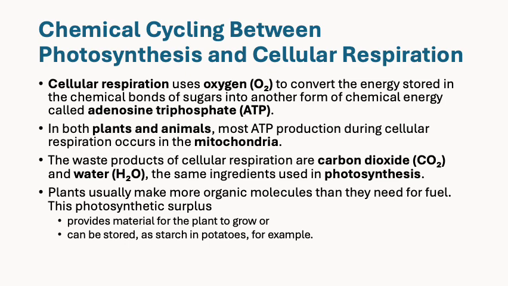Cellular respiration uses oxygen to break down sugars like glucose and convert that stored chemical energy into ATP, which is the energy cells can use. In both plants and animals, most of this ATP production happens inside the mitochondria. As glucose is broken apart, carbon dioxide and water are released as waste products. These same molecules are the raw materials for photosynthesis, which shows us how tightly connected these two processes are. Plants also often make more glucose than what they need right away. The extra energy can be stored as starch, like in potatoes, and used later for growth, development, and survival.